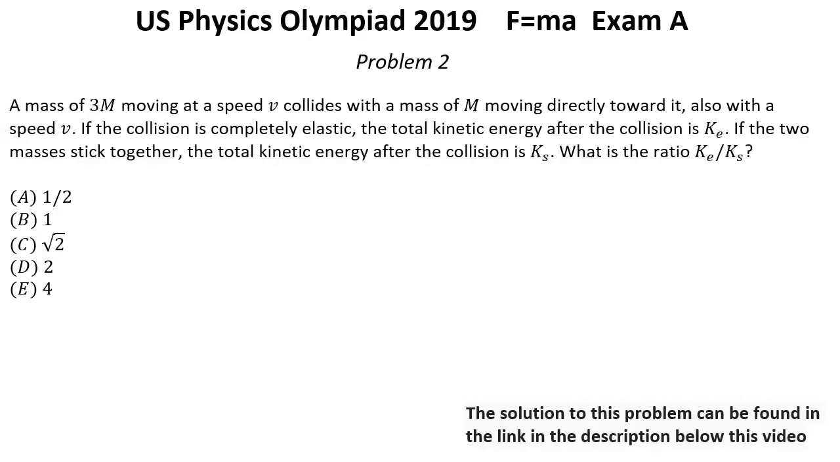Problem number 2. A mass of 3m moving at speed v collides with a mass of m moving directly toward it, also with speed v. If the collision is completely elastic, the total kinetic energy after the collision is Ke. If the two masses stick together, the total kinetic energy after the collision is Ks. What is the ratio Ke over Ks?